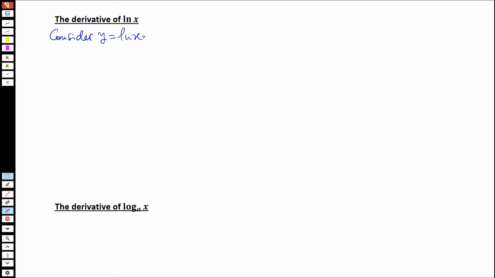Now, if you convert from logarithmic form to exponential form, this is the same as y equals log base e of x. So if you convert from logarithmic form to exponential form, this is the same as e to power y is equal to x. Or you can write this as x is equal to e to power y.